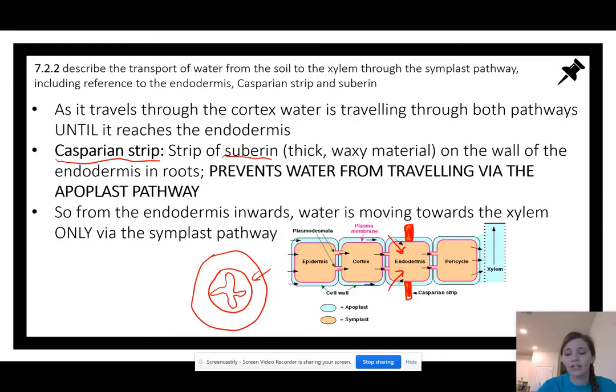So after the Casparian strip, after the endodermis, we're only going symplast. We're going to get through the pericycle, which is just a different type of cell. You don't really need to know that. Eventually it gets to the xylem, and then it goes up the stem to the leaves, and we're on our happy way.